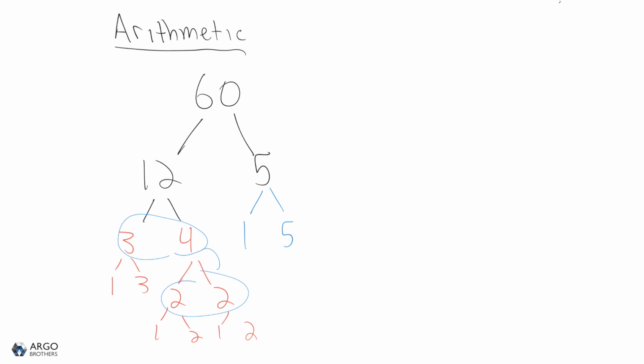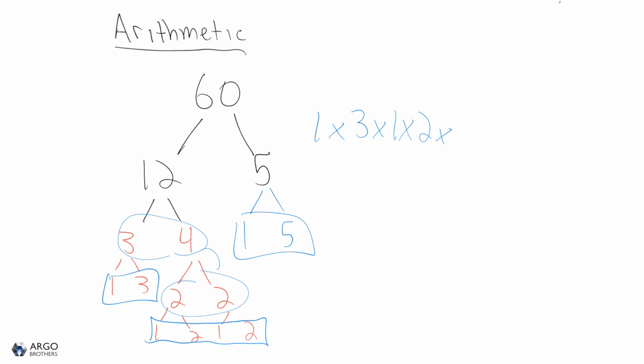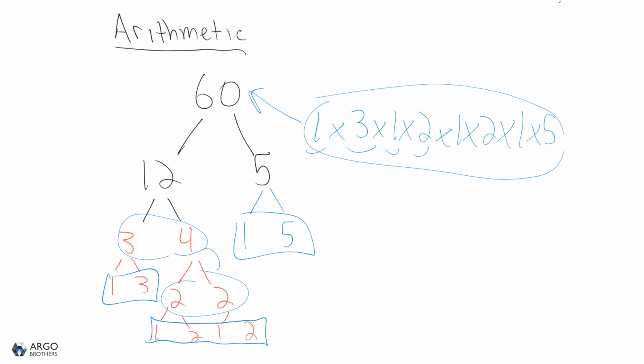Okay, we look at the last branches, the last numbers, the ones on the bottom. So this guy, these guys, and these. And let's write them out. So that's 1 times 3 times 1 times 2 times 1 times 2 times 1 times 5. And I promise you that these are prime numbers, and when you multiply all of these prime numbers, you get our original number of 60. 1 times 3 is 3, times 1 times 2 is 6, times 1 times 2 is 12, times 1 times 5 is 60.